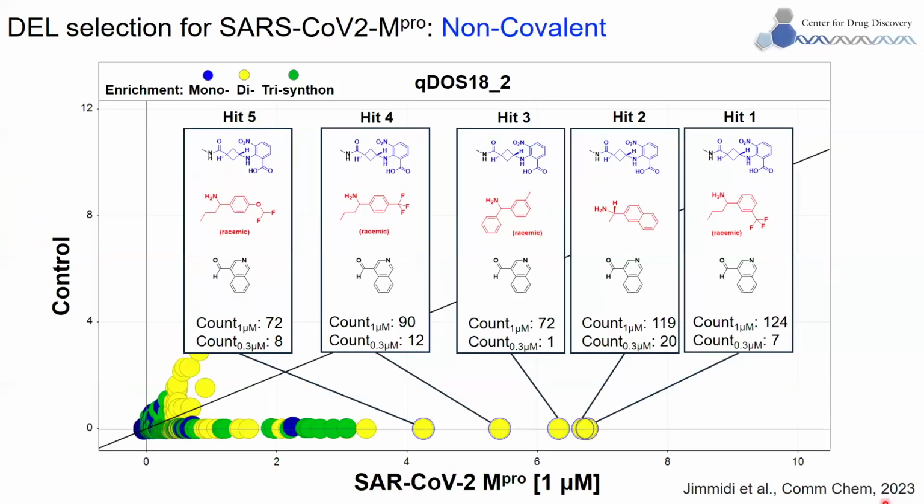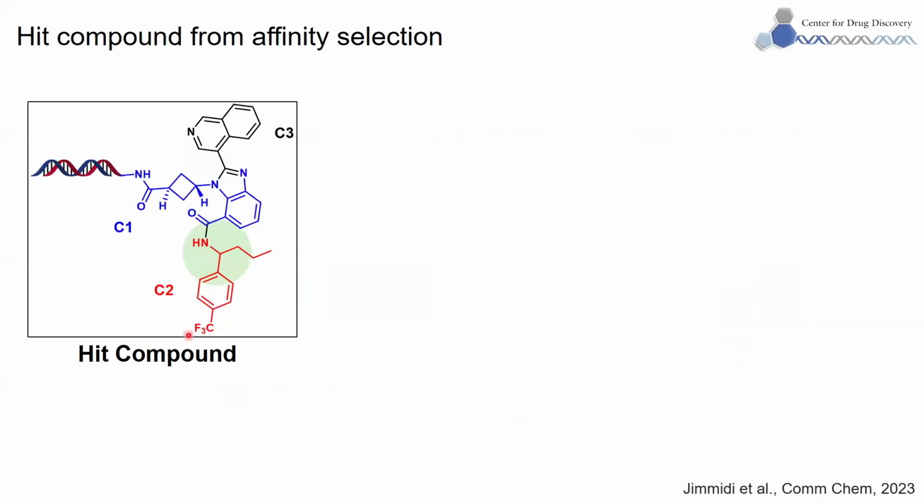During the same selections, we also identified another structural class. Whereas the other one is covalent, an aldehyde warhead interacting with cysteine, this structural class is completely distinct and non-covalent. This is how the compound looks: it has a benzimidazole chemotype, this is where the DNA is attached, and these are the cycle 2 and cycle 3 building blocks.